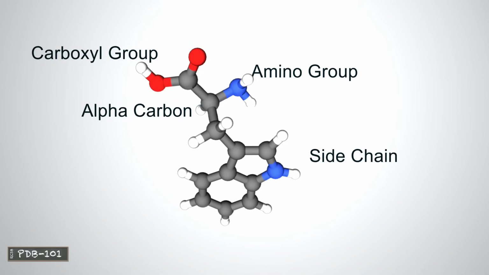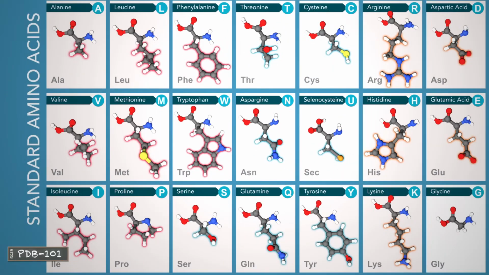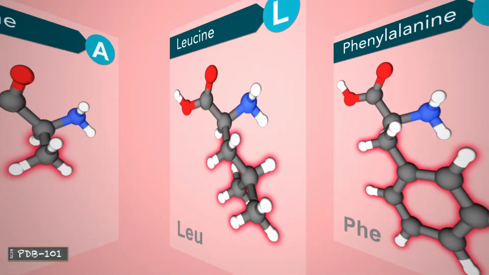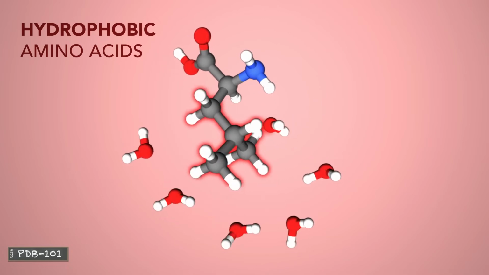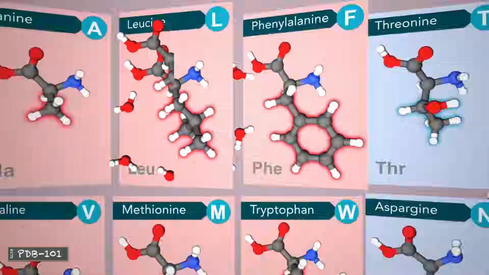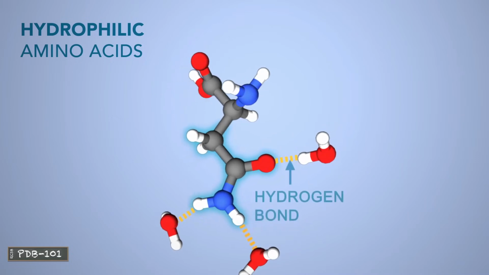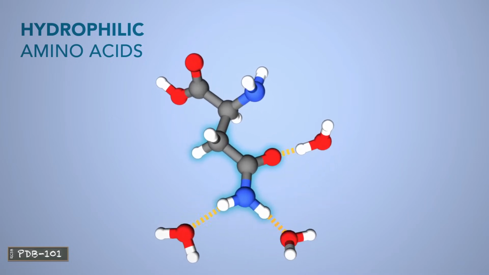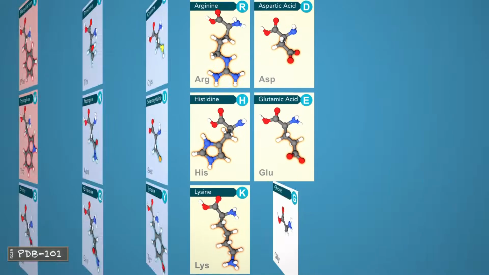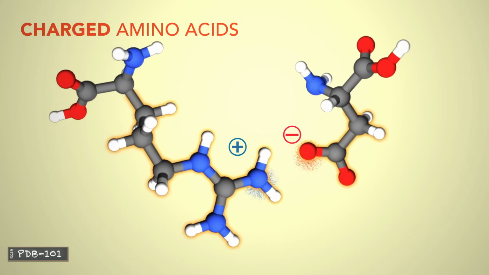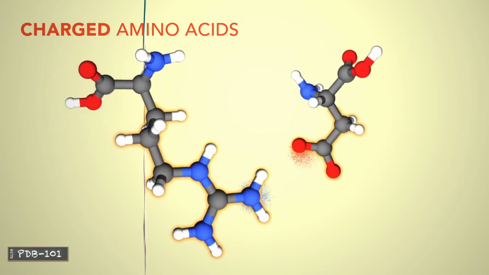The side chain determines an amino acid's properties and is the only part that varies from amino acid to amino acid. Hydrophobic amino acids have carbon-rich side chains, which don't interact well with water. Hydrophilic, or polar, amino acids interact well with water. Charged amino acids interact with oppositely charged amino acids or with other molecules.